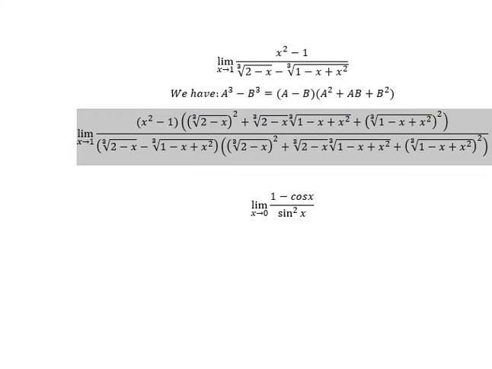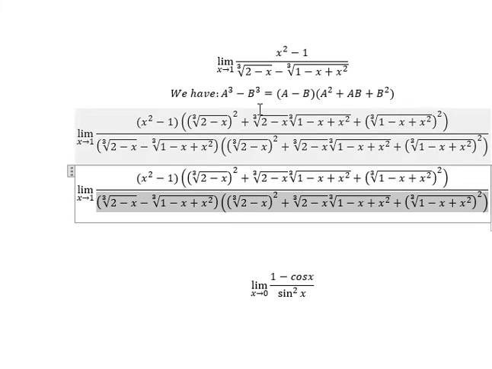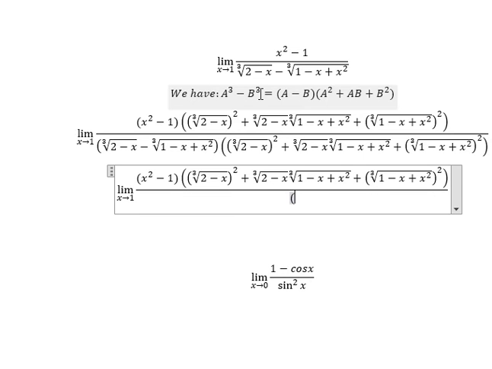So this one in here, that's a minus b multiplied by a square plus ab plus b square. Now we can change into a to the power of 3 minus b to the power of 3. You will get 2 minus s minus 1 minus s plus s square.